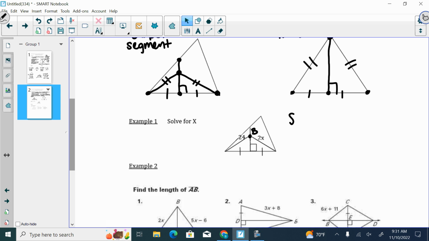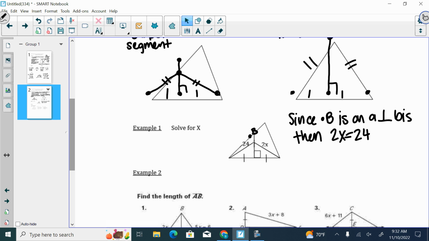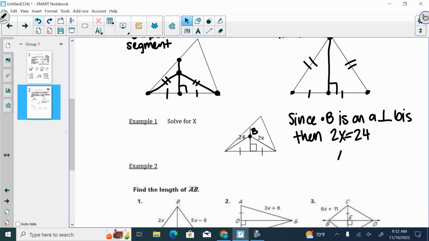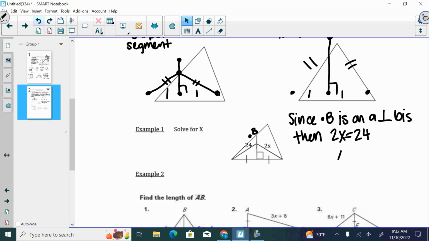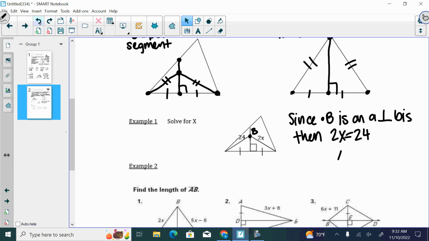Okay, so since point B is on a perpendicular bisector, then we know that we can set those 2 equal to each other. 2x equals 24. So x must be, good. Try again. There we go.